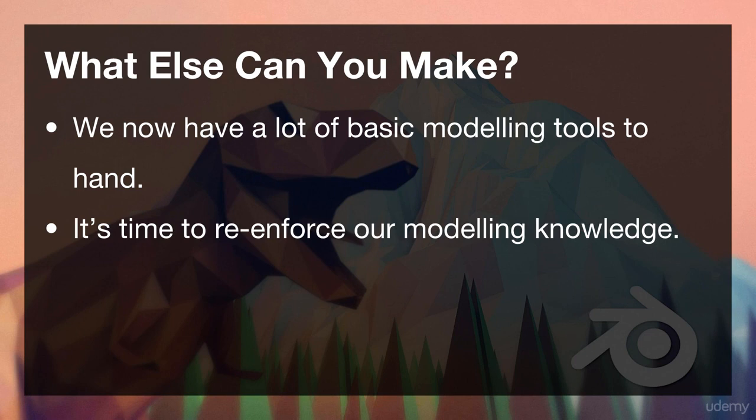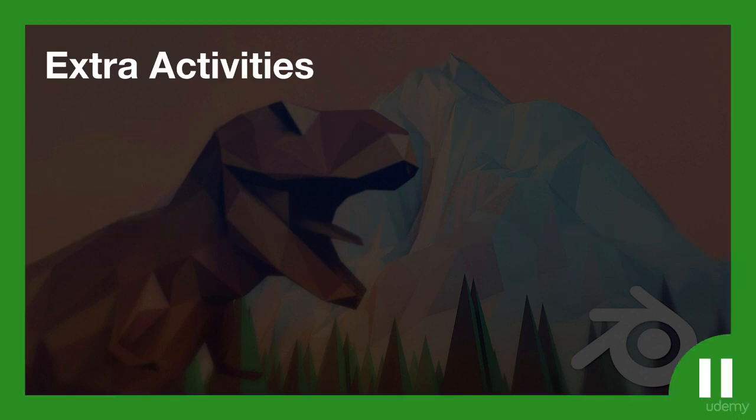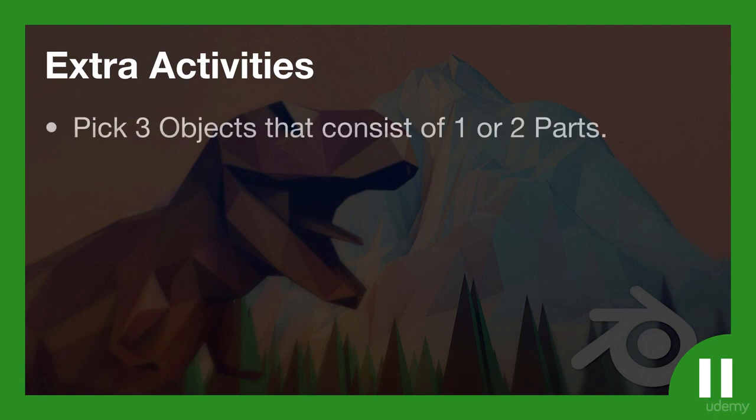So I'm going to jump straight into a challenge here. Extra activities. I'd like you to go and pick 3 objects that consist of only 1 or 2 parts. And the reason for that is because many of you will go off and try and model something that's too complex, and that will make you feel bad if you go and do that. Let's stick with simple things.